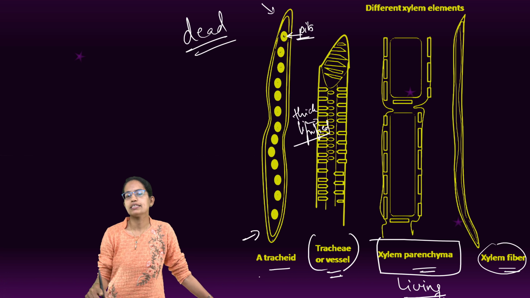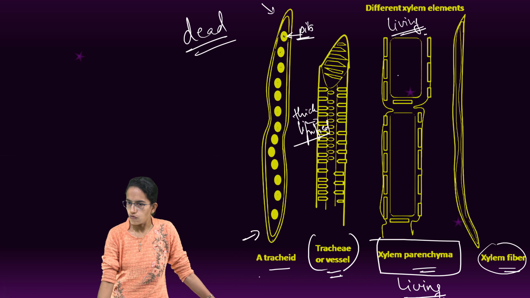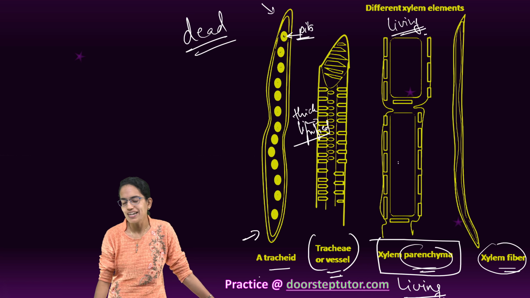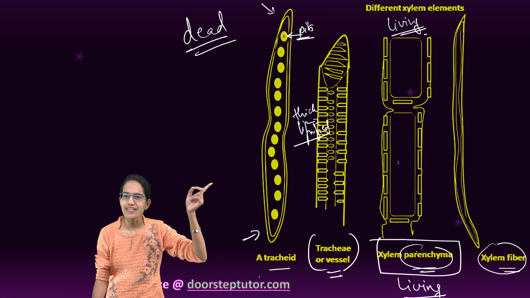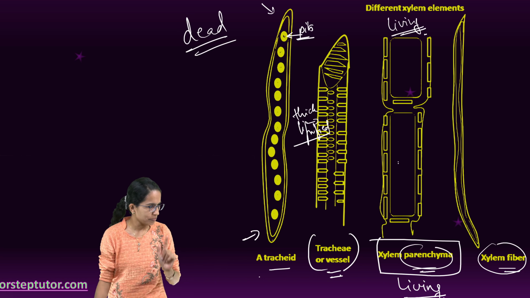The next is xylem parenchyma. Xylem parenchyma, as we said, is living. The idea is conduction of water through the xylem parenchyma, and since it is parenchyma, we have already understood the function of parenchyma. It does store food and helps in the movement of minerals as well.